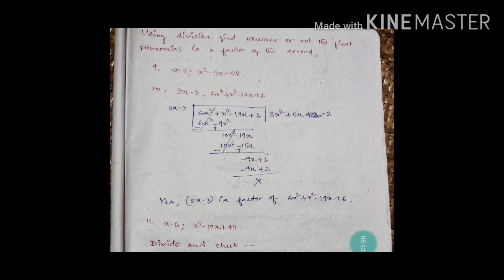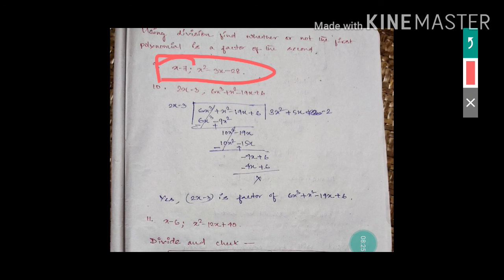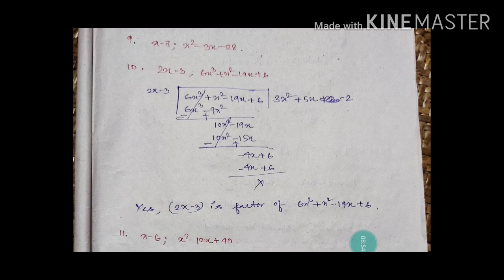Similarly here also, this algebraic expression is given, and you have to tell whether this term is a factor of that algebraic expression or not. Factor means that this algebraic expression will divide that algebraic expression. So ultimately you have to do the division process. If it is divisible by this term, then it is called a factor, or if it is not divisible, then it is not a factor. Okay, so for this, 9, 10, 11 are all the same.